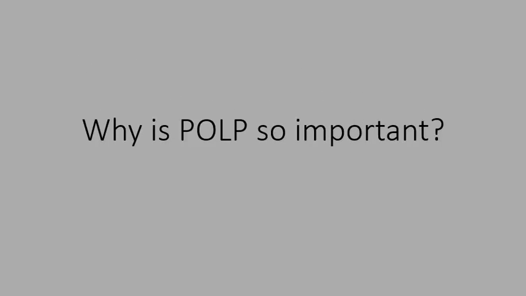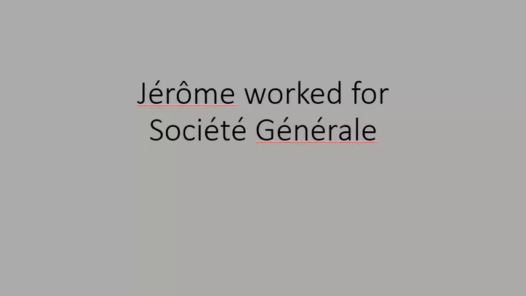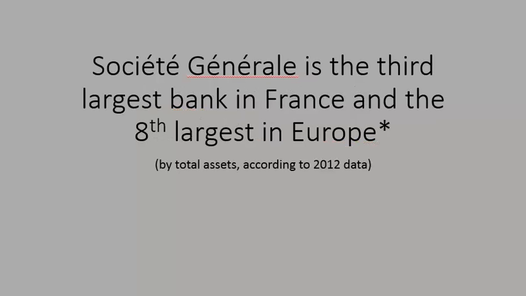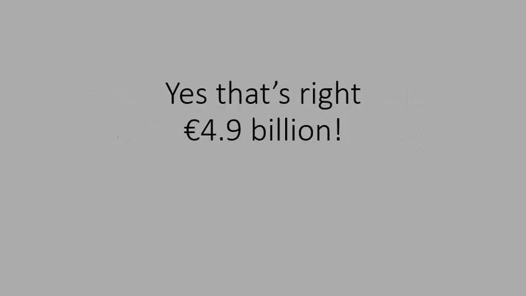Why is the principle of least privilege so important though? Why should we be concerned? Well, meet Jerome Kerviel. Jerome worked for Société Générale. Société Générale is the 3rd largest bank in France and the 8th largest in Europe. In January 2008, the bank lost approximately 4.9 billion euros. Yes, that's right, 4.9 billion euros.